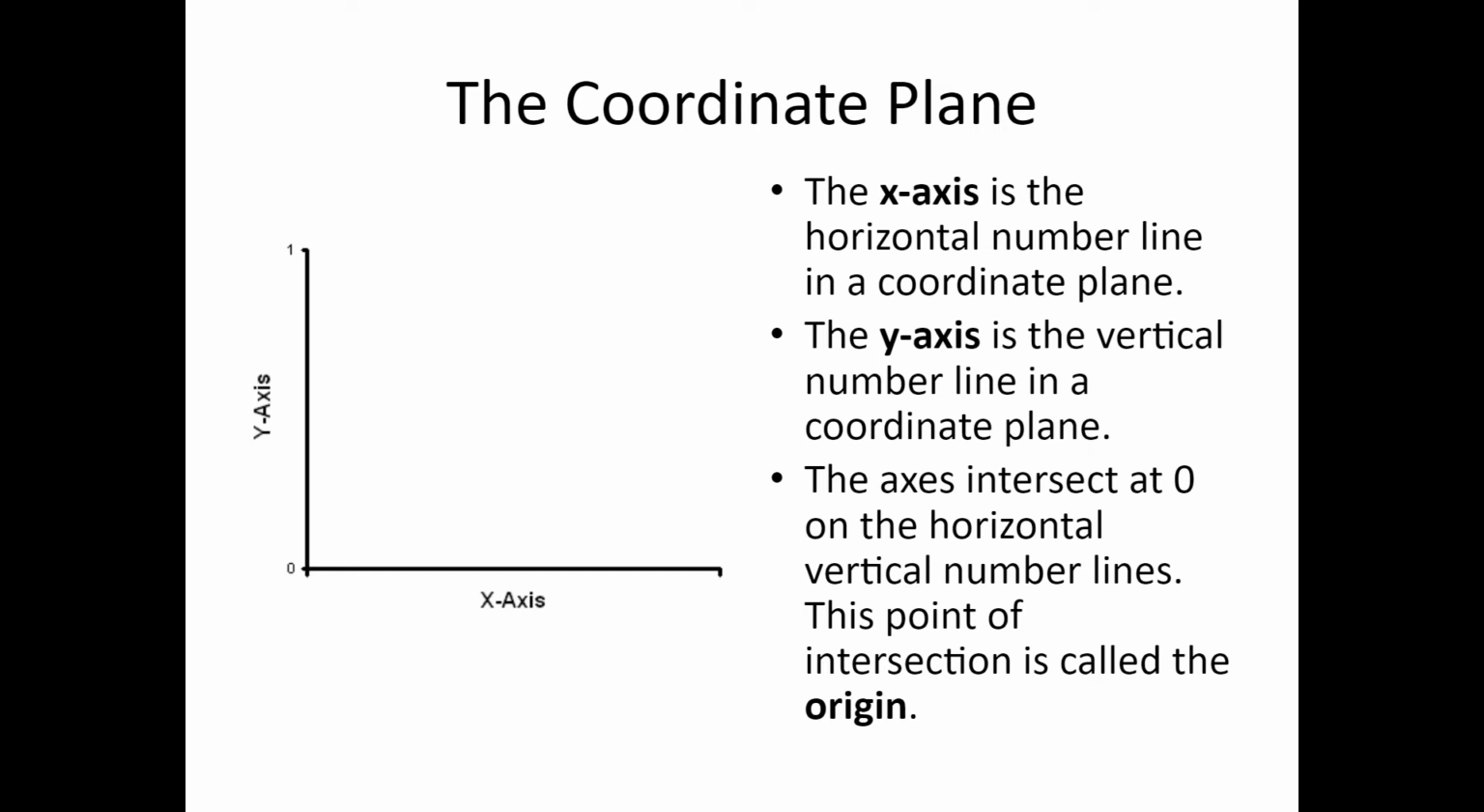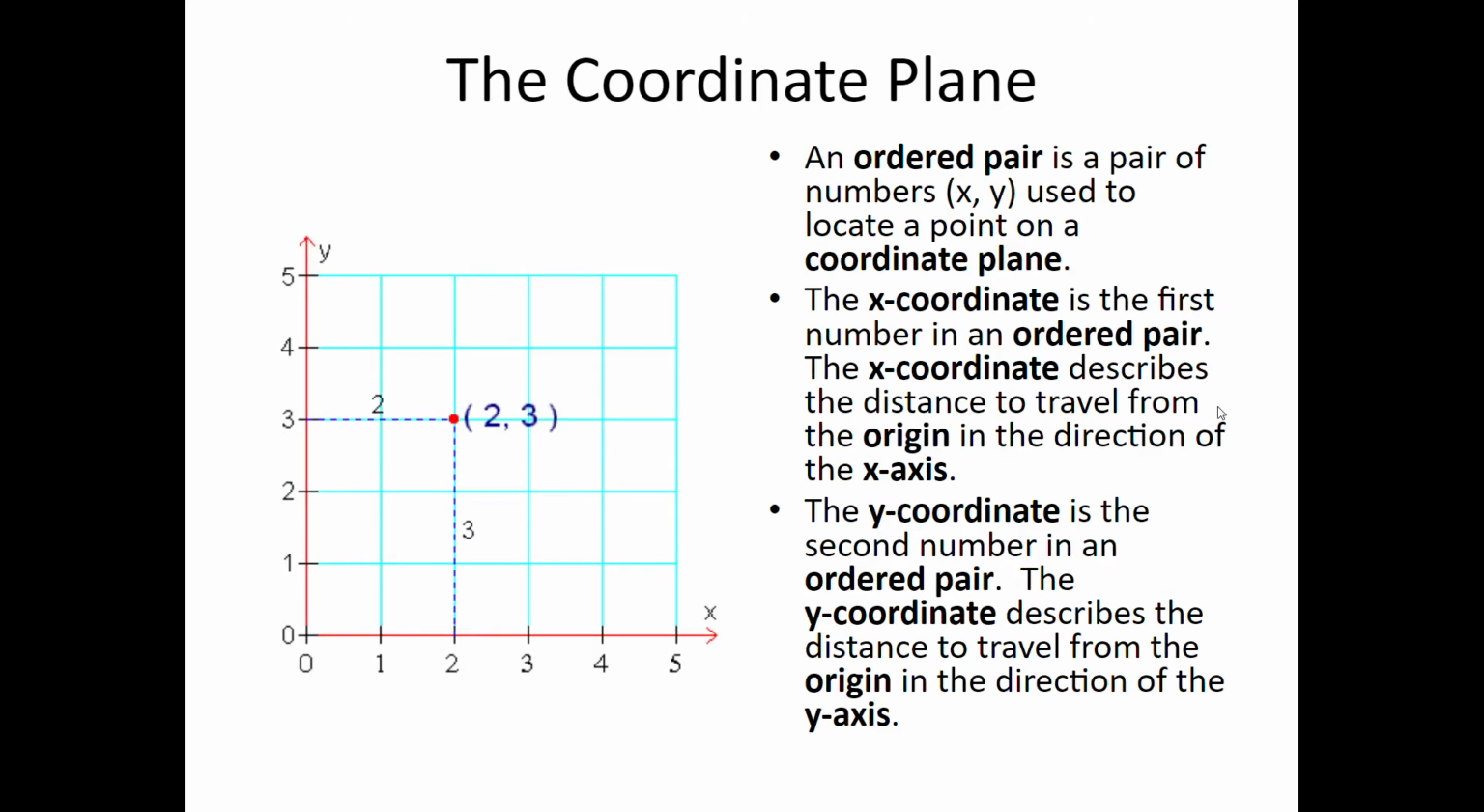The axes intersect at 0 on the horizontal and vertical number lines. This point of intersection is called the origin. Again, look at the picture. See the number 0, where the x-axis and the y-axis begin. That is called the origin. A simple definition to remember for the origin is where the x and y-axis meet. That's the definition you will need to know for your test.